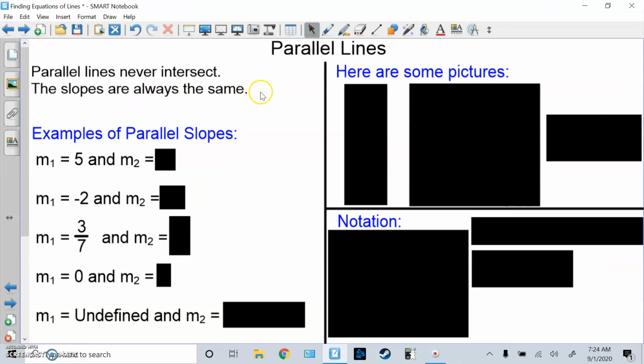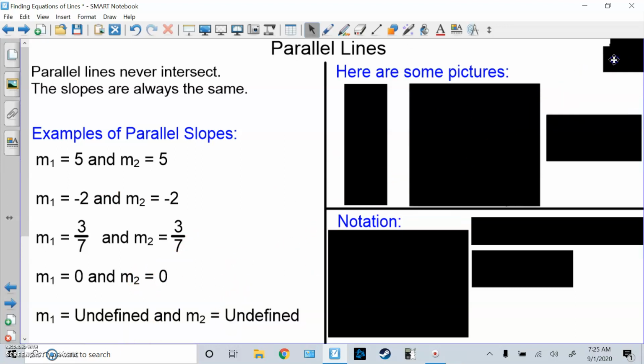Parallel lines. Parallel lines never intersect. The slope is always the same. So here are some examples of parallel slopes. If the slope of the first equation, m1, is 5, the slope of the second equation, m2, should be the exact same, 5. The first slope is -2, the second slope should be -2. The first slope is 3 over 7, second slope needs to be 3 over 7. The first slope is 0, second slope needs to be 0. And if the first slope is undefined, the second slope needs to be undefined. As long as they're matching, they're parallel.